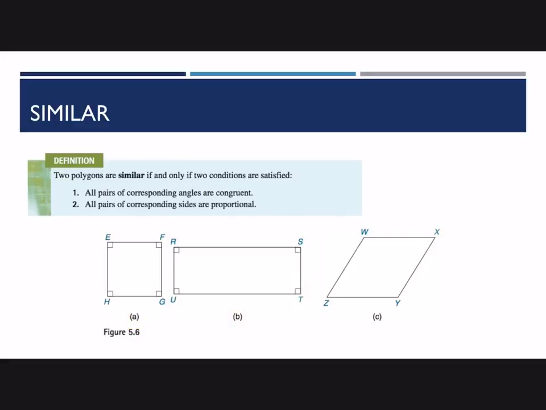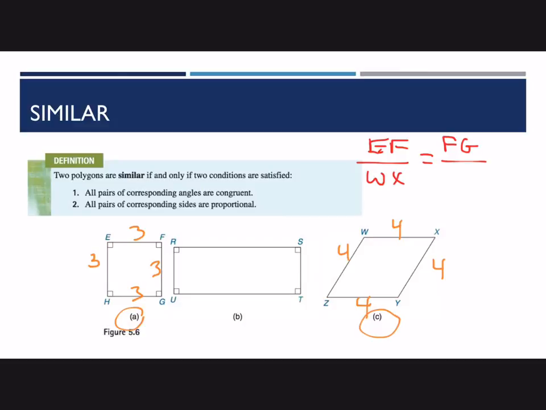And then if we compare A and C, okay, here we have an example of pairs of corresponding sides that are proportional. So let's say, for example, that this square has sides that measure 3, and maybe the rhombus has sides that measure 4. Well, then we can still write a proportion. So for example, let's say like EF is to WX as FG is to XY, right? And then I could keep going and write the other two.